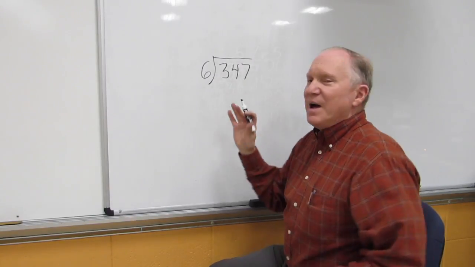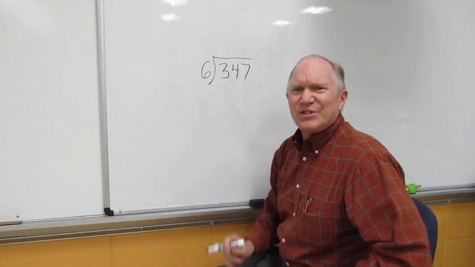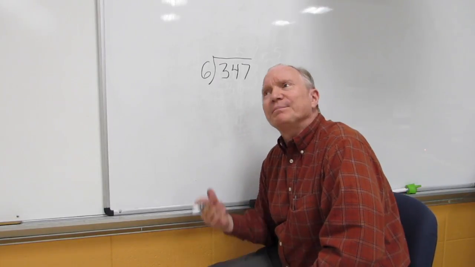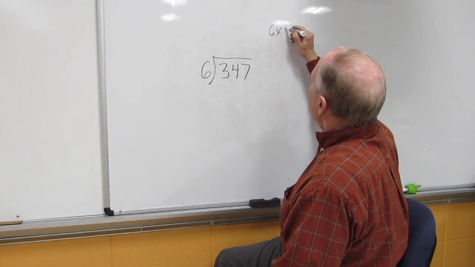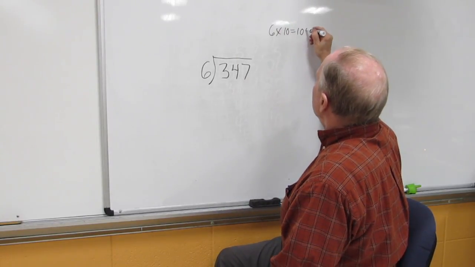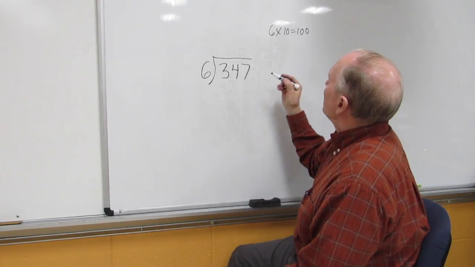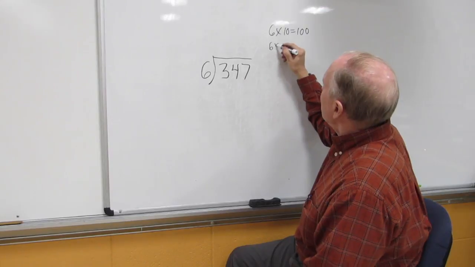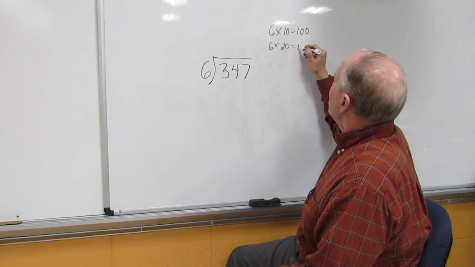So what we would do, 6 into 347, it's very similar to the partial products in multiplication. We're not going to do any tricks. We're going to look at it and say, well, how many 6s could there be in 347? Well, I know that 6 times 10 is 100. Well, that's not enough. I need this many. So, well, what about 6 times 20? How much is that? Well, that's got to be 120.